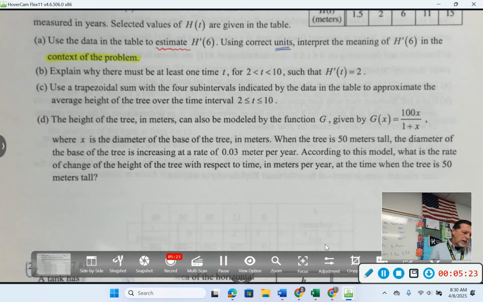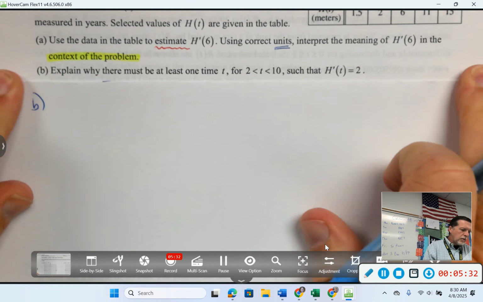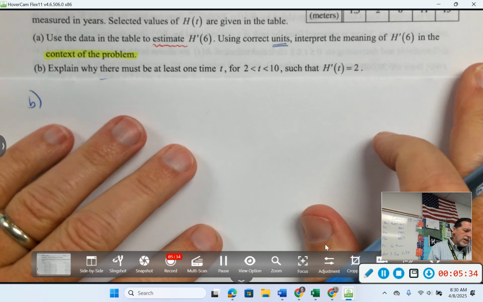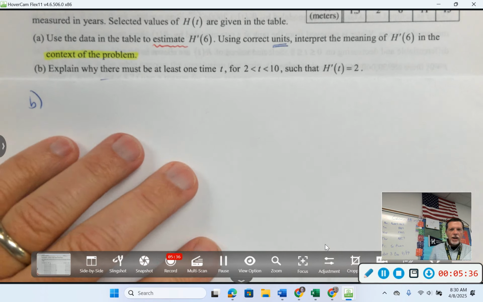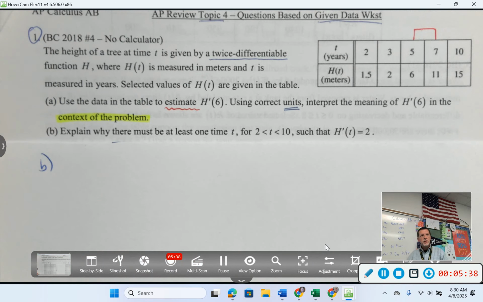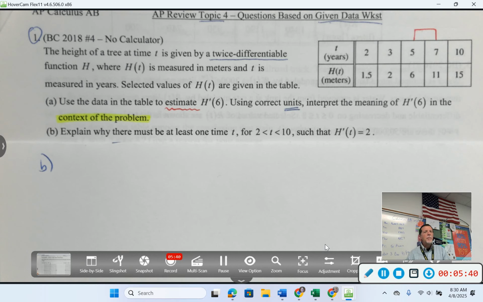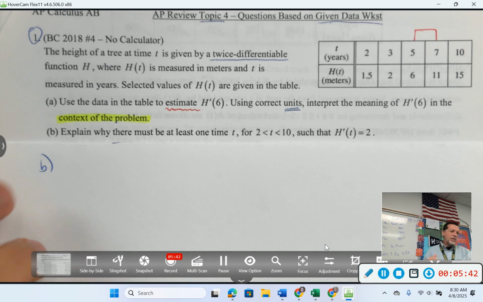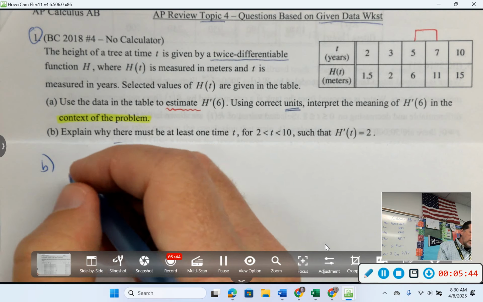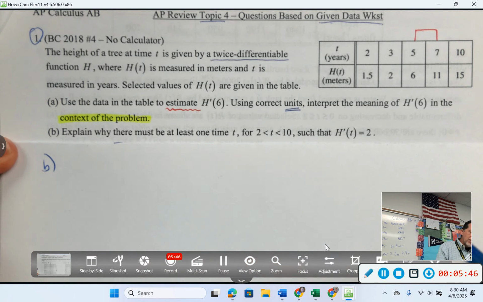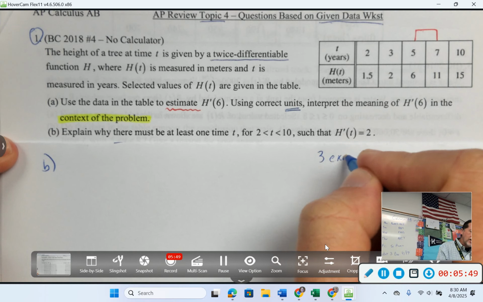All right, part B. Explain why... oh, this happened on the FRQ on the practice test. Explain why there must be at least one time such that h prime equals 2. Well, if it must happen, then there's only... there are 3 existence theorems. This is a little side note here.